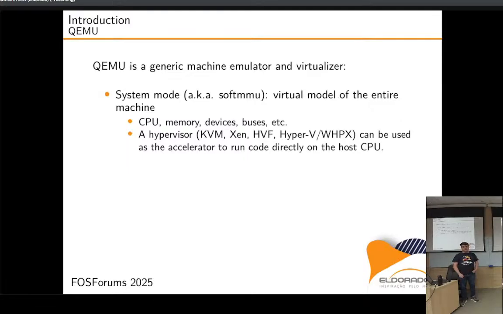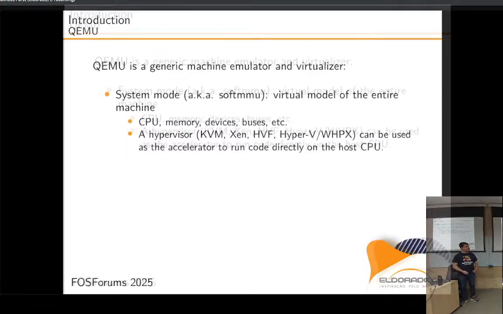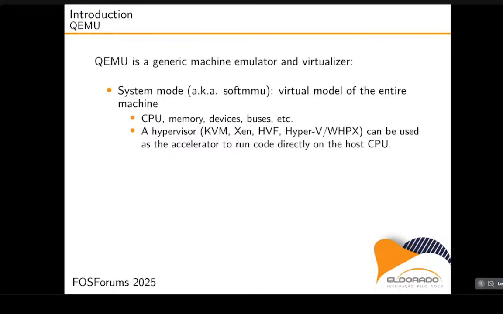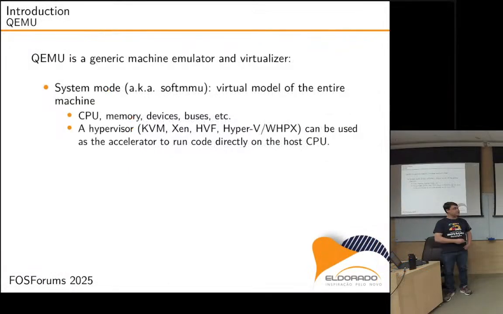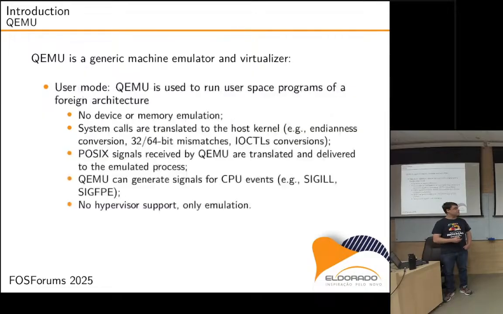So QEMU is a generic machine simulator and virtualizer. It serves both to simulate a machine and to run virtual machines accelerated by hardware. You have the system mode that is also called soft MMU. It's where you have the entire machine virtualized. So you have the CPU, the memory, the devices, the bus, everything is emulated. And in this mode, you can use something like KVM to accelerate the execution of this VM.